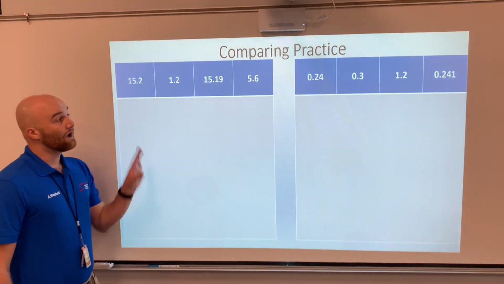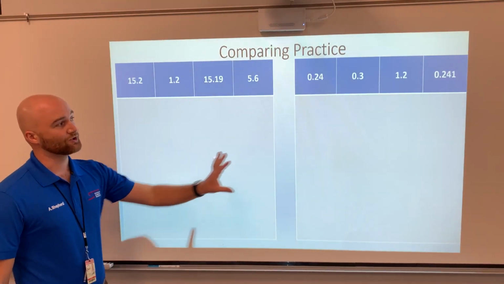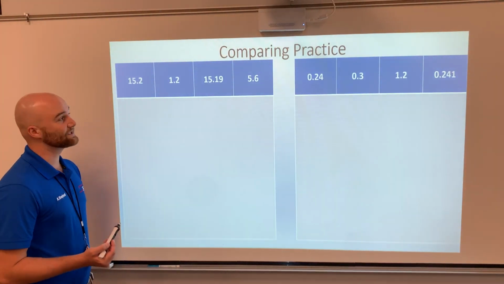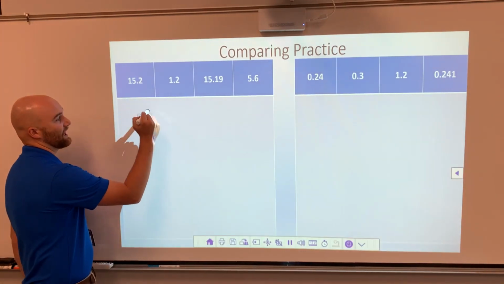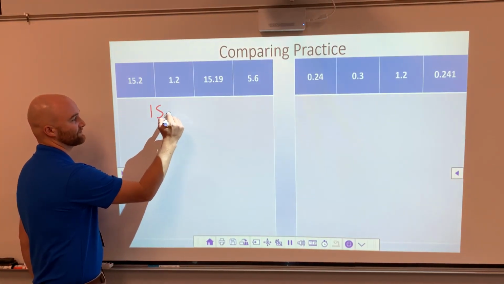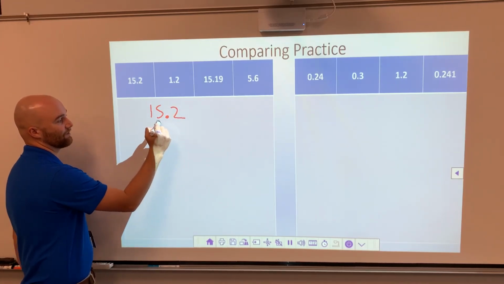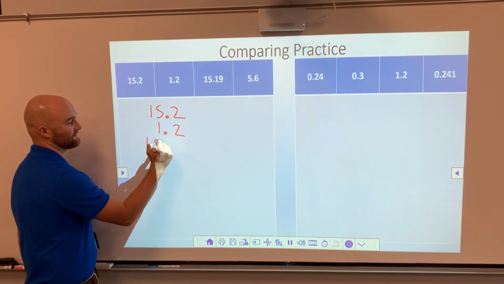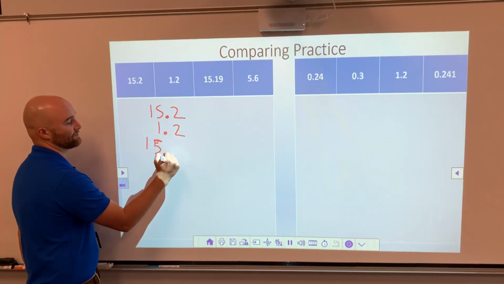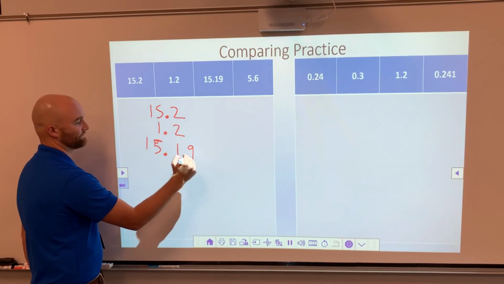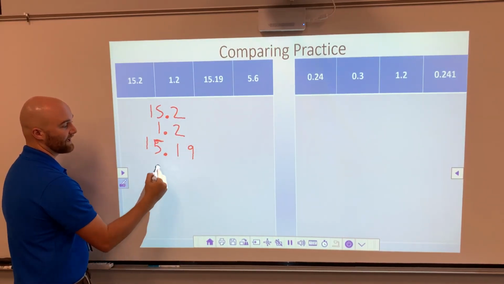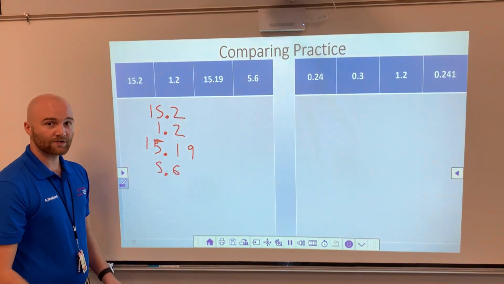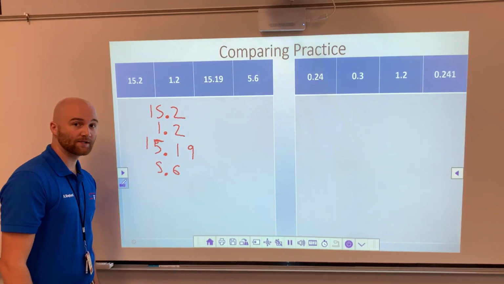All right, let's look at some examples. So, this one I'm going to do with you, and I want you to do this one by yourselves. So on this one, first thing I did was step number 1, I lined up the decimals. I've got 15.2, I've got 1.2, I've got 15.19, and I've got 5.6.